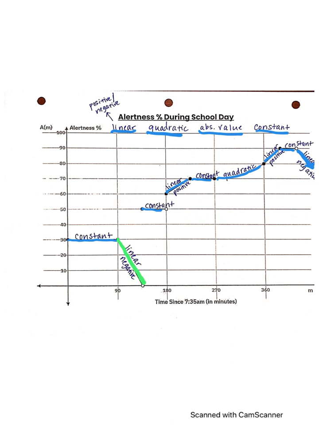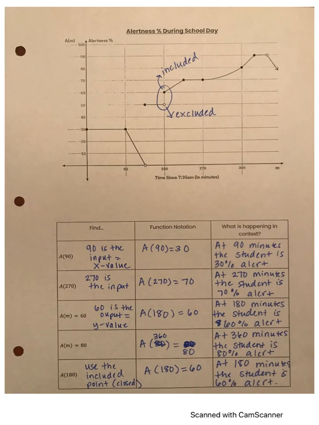Let's start taking a look at this piecewise function. Please go back to your introduction packet. There are two different points on this piecewise function graph. There are closed points, which are called included. And there are open points, which are called excluded.